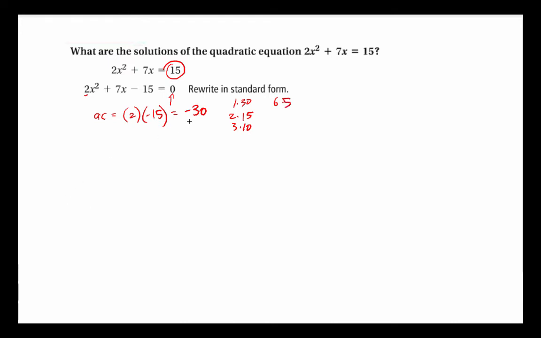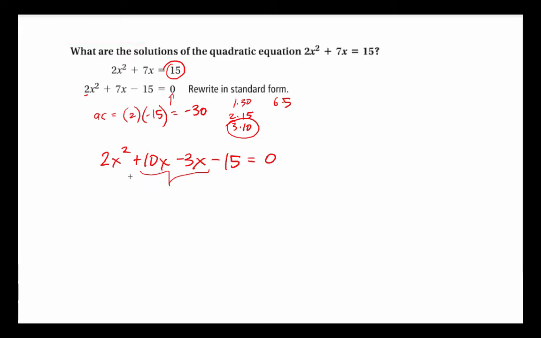Now, knowing that the product has to be negative 30, one of these has to be negative and one of them has to be positive. So the bigger number is going to be positive in these pairs. 3 and 10 have a difference of 7. So if the 10 is positive and the 3 is negative, that's what we're looking for here. So we're going to rewrite our trinomial.